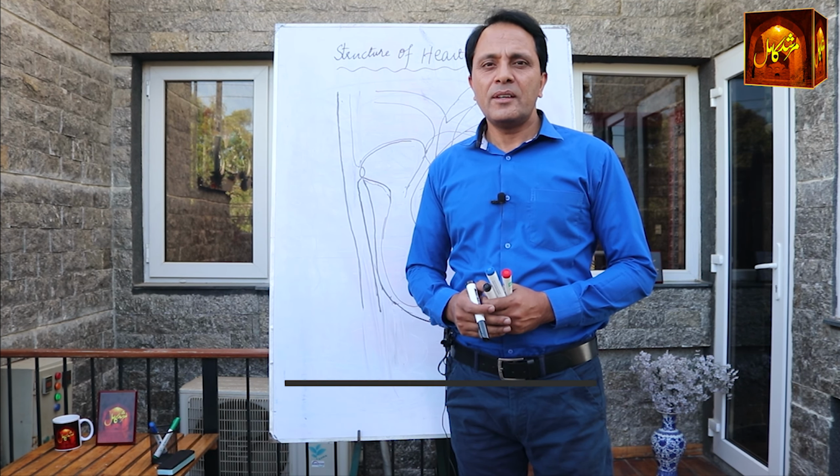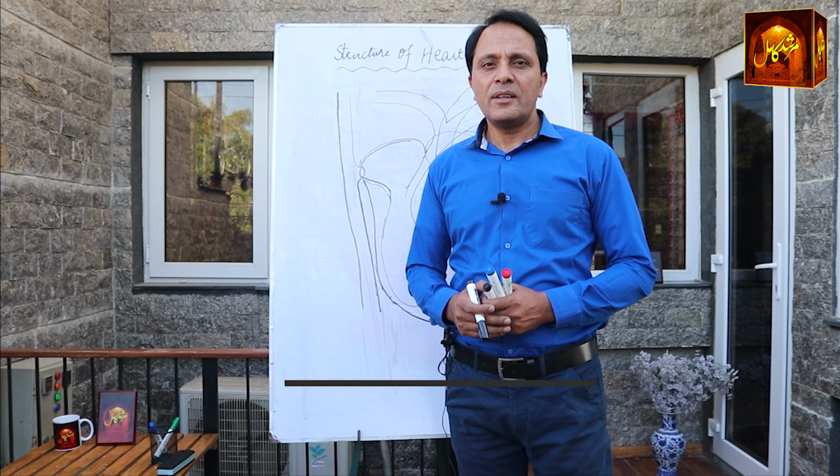Now we discuss the structure of the heart. As I told you earlier, my right side will be the left side of the heart. So actually the heart is made up of 4 chambers: 2 atria, which are smaller and thinner chambers, and 2 ventricles, which are larger and thicker in their size.